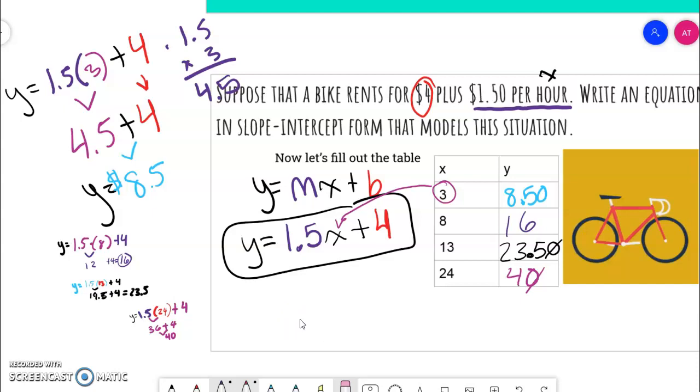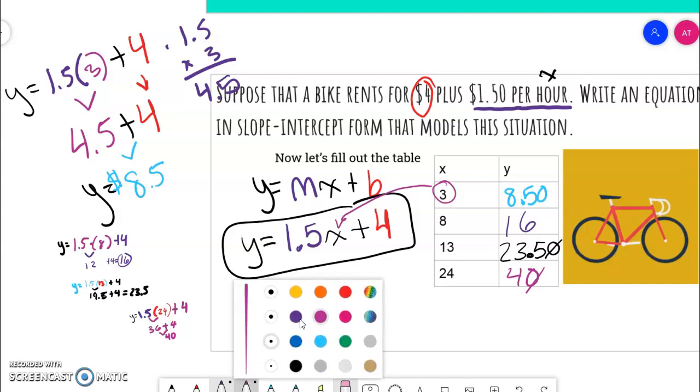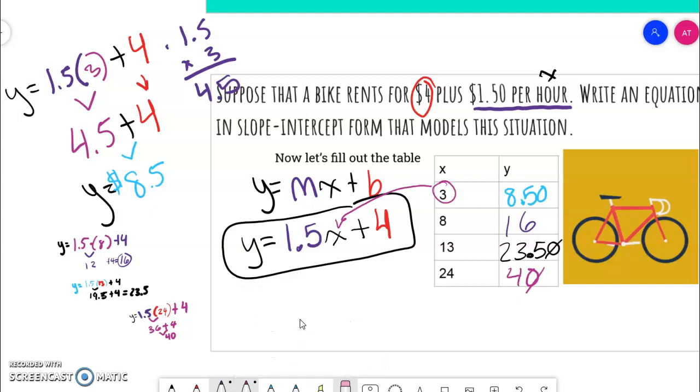All right. So the numbers you should have filled out in your table were, if I rent it for 8 hours, I'm paying $16. If I'm going to have it out for 13 hours, I'm going to be paying $23.50. And then at 24 hours, a whole day, I'm going to be paying $40.